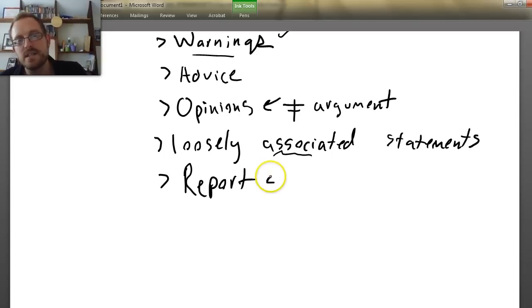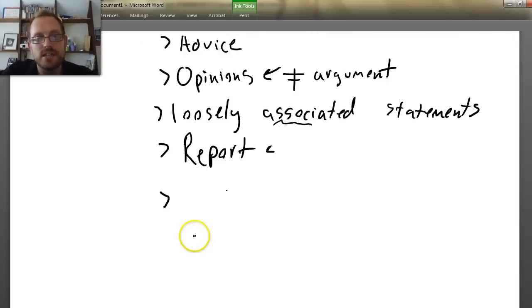For instance, if someone said, the witnesses saw that man running away from the murder scene, so it seems like he might be the murderer, right? That's a report of what someone might think is the case, but that's not strictly speaking an argument. But you can see even that example I just gave sounds kind of like an argument. And the real trick here, and in fact, I would say the hardest part of logic overall, is being able to differentiate arguments from non-arguments, okay?